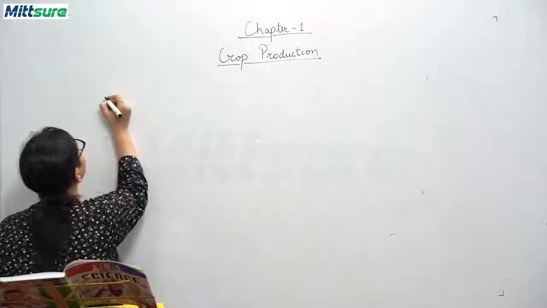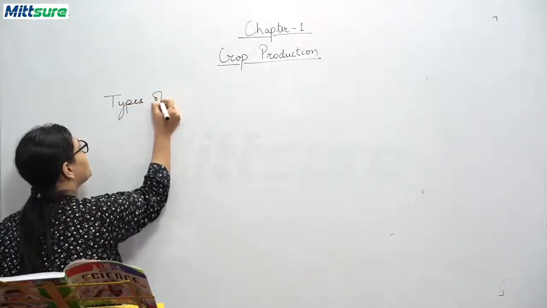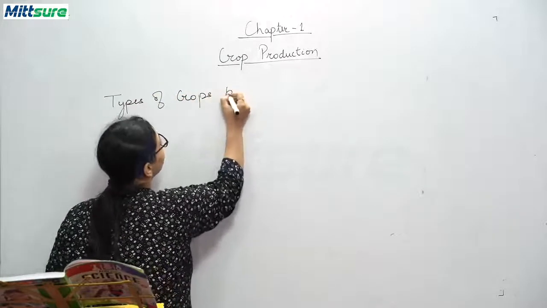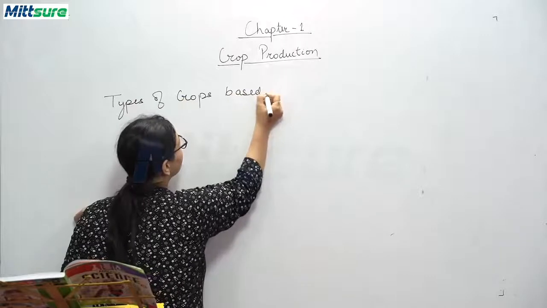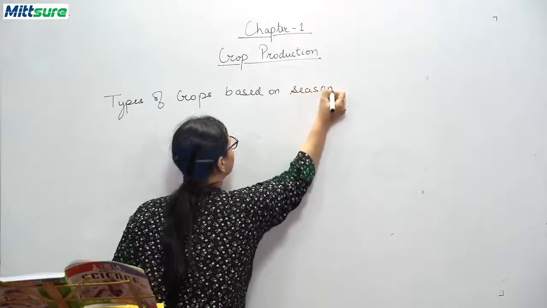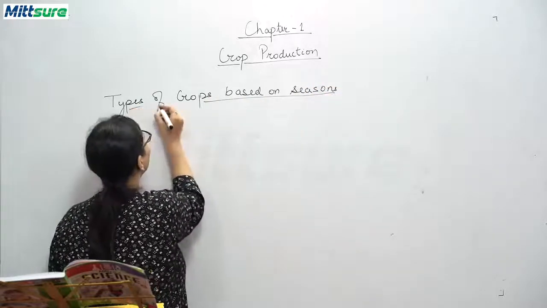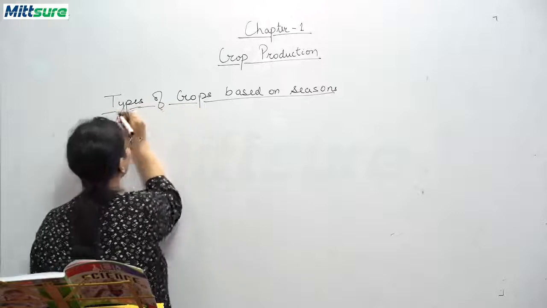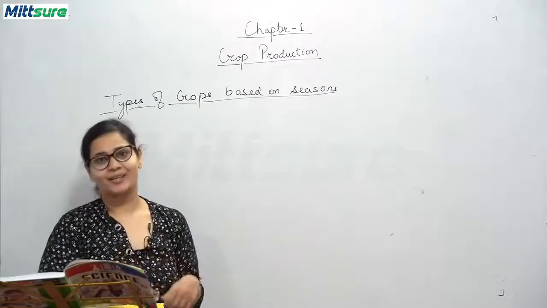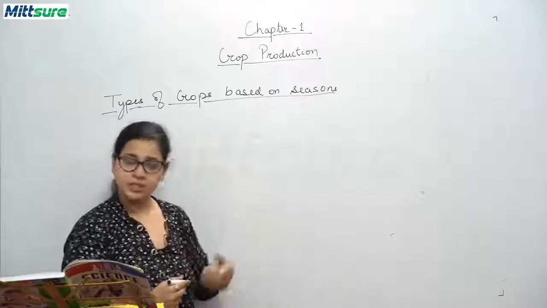Let me write down: types of crops based on season. Not like our winter and summer, not like this. Seasons which are related to our agricultural practices. There are three types of crops based on seasons.